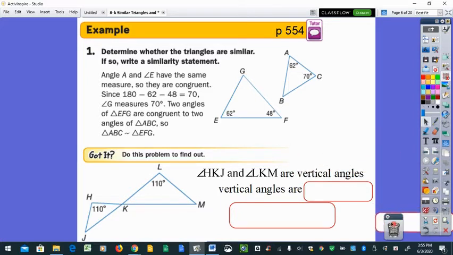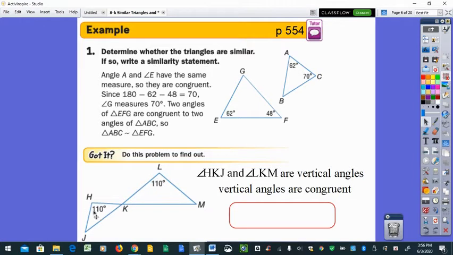They're called vertical angles, opposite V's. And we learned that vertical angles are congruent. They have the same measure. So without even going any further, L and H are congruent, and angle HKJ is congruent to LKM.